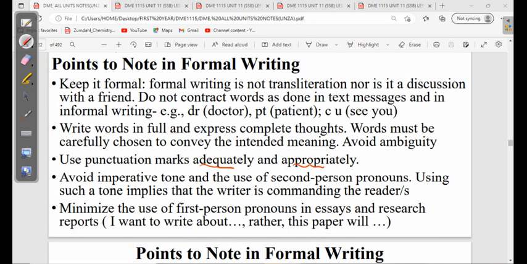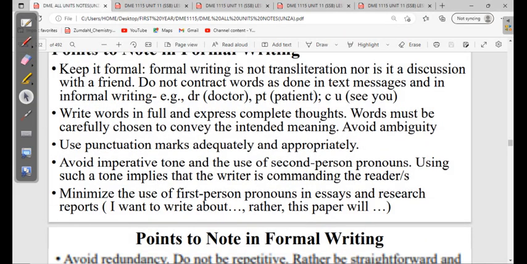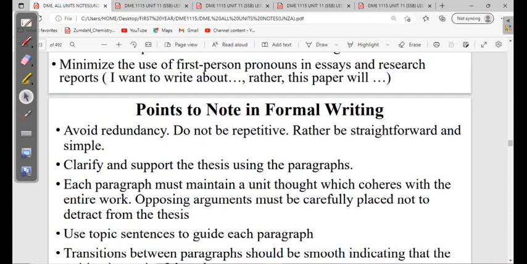So also avoid imperative tone and the use of second person pronouns. Using such a tone implies that the writer is commanding the reader. So we should avoid using second person pronouns such as you. So those should be avoided. At least if you want to describe yourself, say I. Okay. And also minimize the use of first person pronouns. So I is a first person pronoun. So we should also avoid using first person pronouns. Instead of "I want to write about," rather just say "this letter is about." So don't mention yourself a lot of times as you write formal writing.